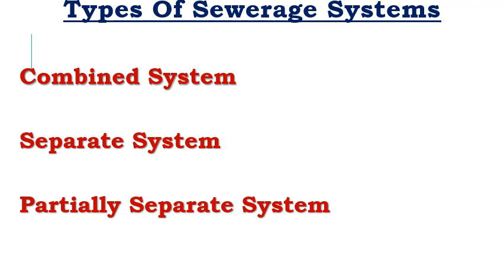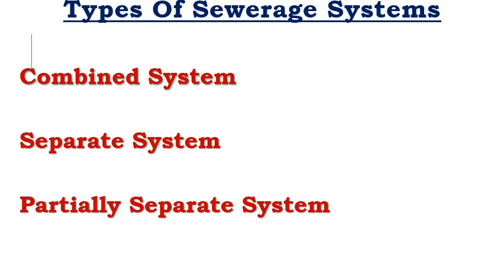Next, the last one is the partially separate sewerage system. See, what happens with partially? The sewage pipelines are there. The sewage will flow, but whenever rainfall occurs, a small quantity of rainwater, that is the storm water, is allowed to flow through the sewer pipelines which are carrying sewage. Okay, but it is not continuous. It is only temporarily that we pass it through this, partially.